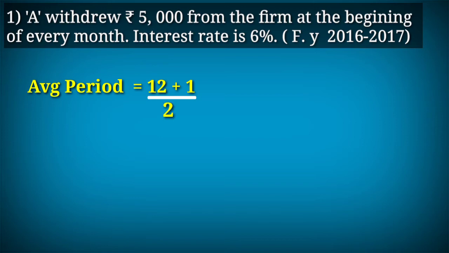That is equal to 12 plus 1 divided by 2. That's equal to 13 by 2, 6.5. Okay, 6.5 or 6 1 by 2.